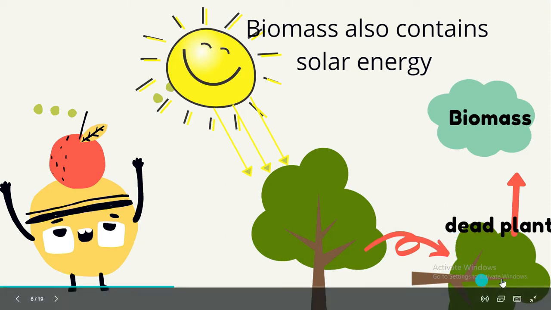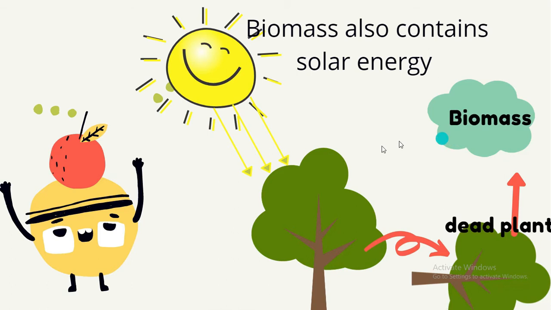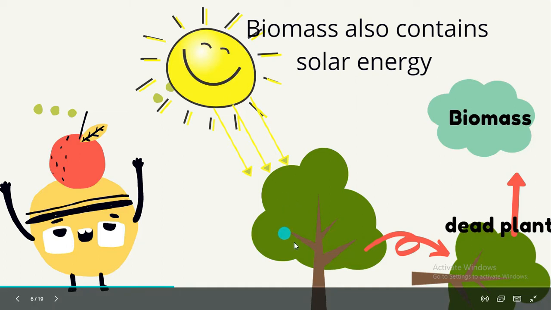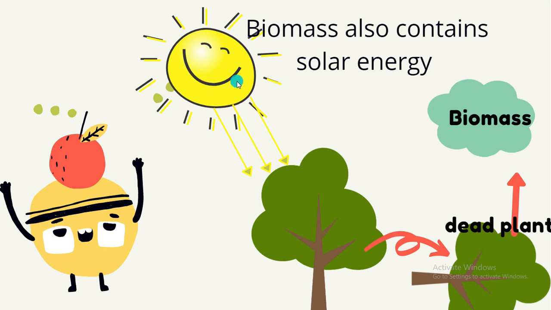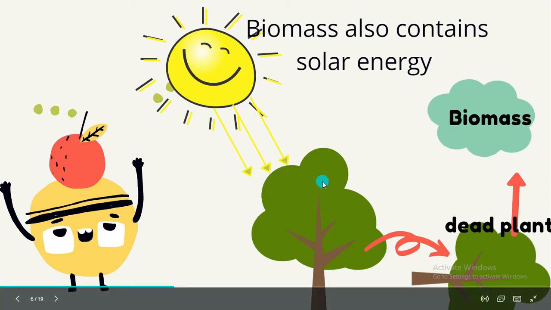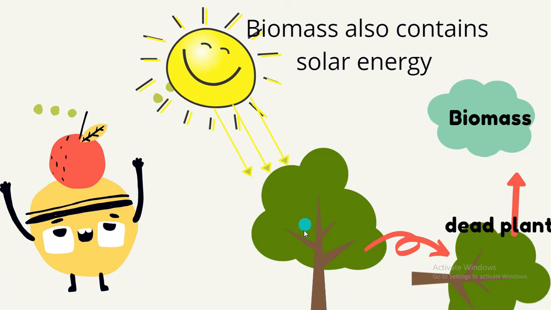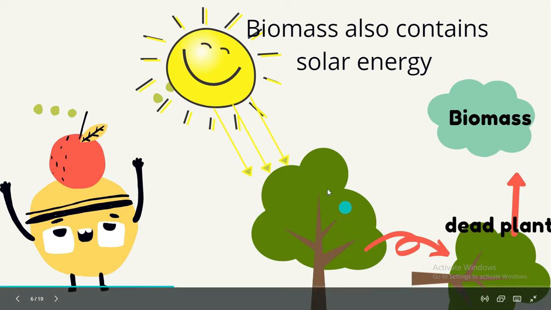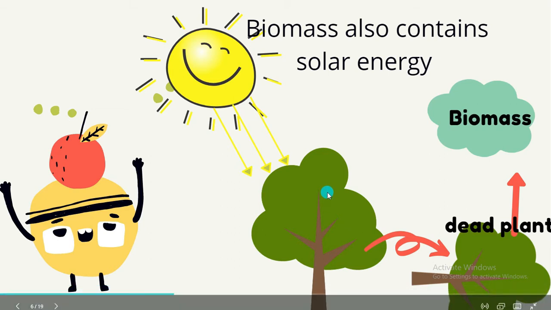Now, this plant contains solar energy because it absorbs solar energy from the sun and produces food. So every part, leaves, stems and all the parts, contain solar energy as chemical energy. Indirectly we can say every plant contains solar energy. Okay, children? I think it is clear for you.